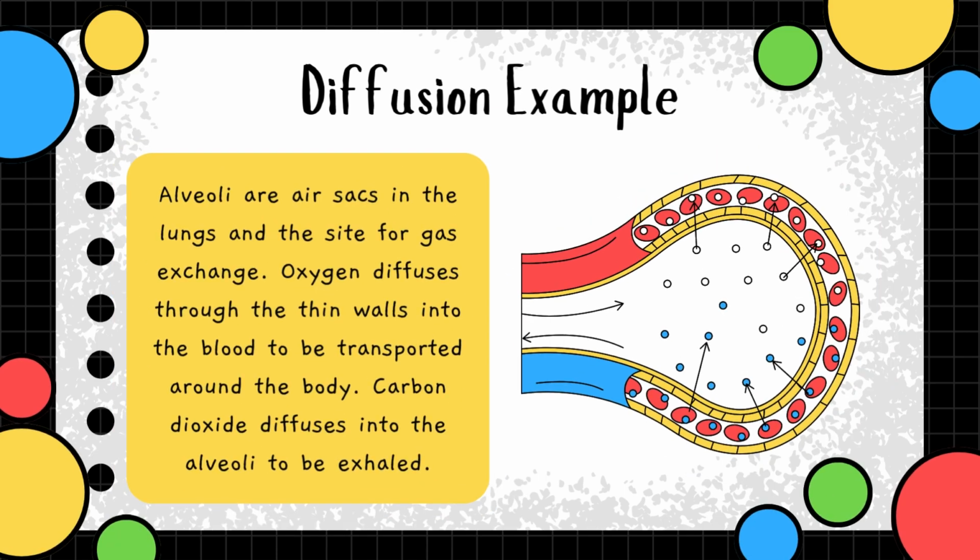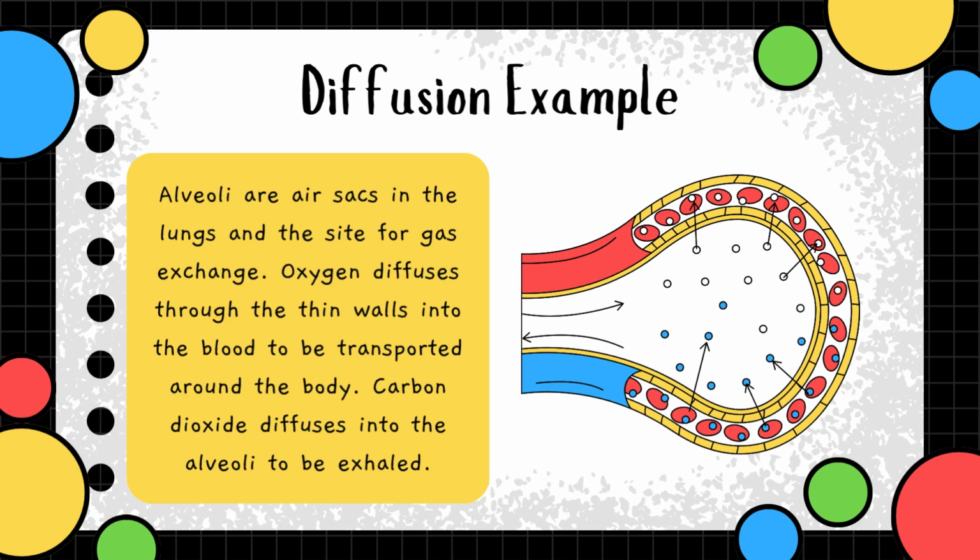Now let's see the diffusion example. Alveoli are air sacs in the lungs and the site for gas exchange. Oxygen diffuses through the thin walls into the blood to be transported around the body. Carbon dioxide diffuses into the alveoli to be exhaled. We will understand with the diagram alongside.